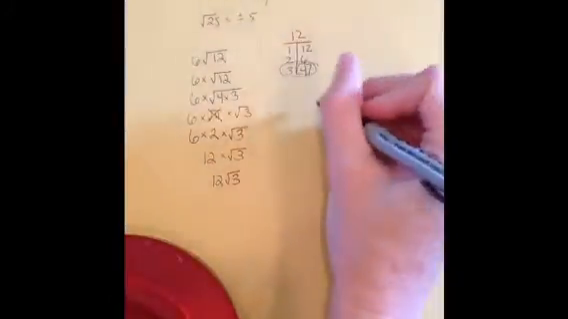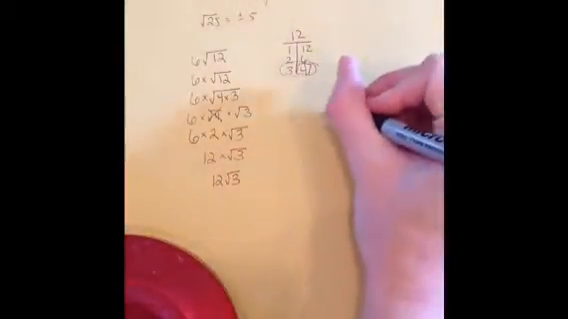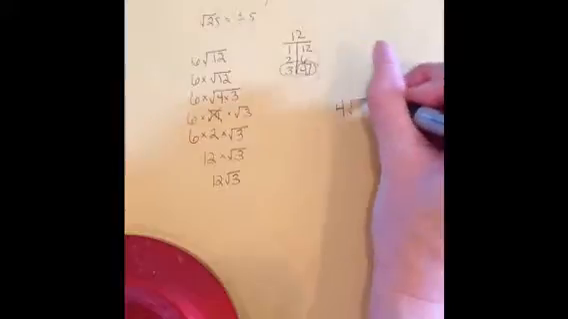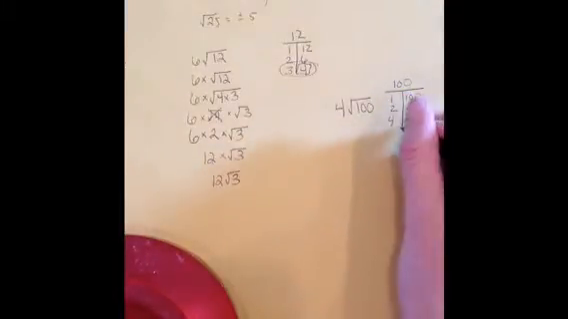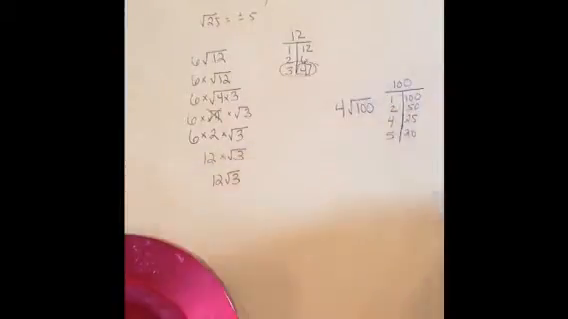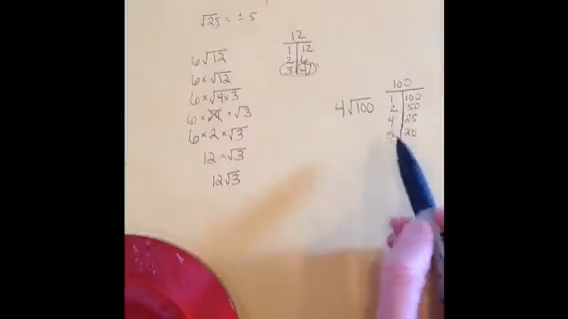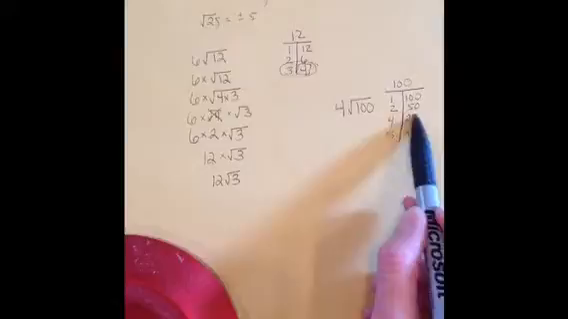Sometimes we'll get a problem like this: 4 square root of 100. Well, we can definitely set up our t-chart and find the multiples of 100. 1 and 100, 2 and 50, 4 and 25, 5 and 20. So if I stop there, I notice that 25 is a perfect square.